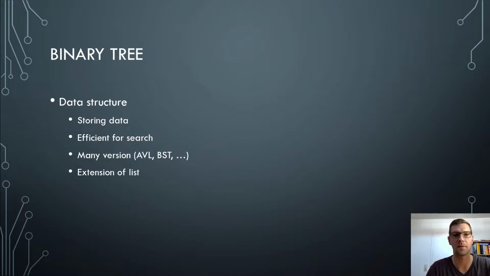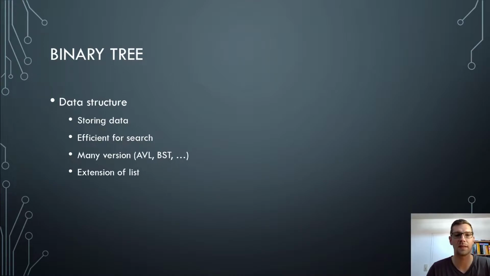Alright, so a binary tree is basically a data structure for storing data, and it is very efficient in storing data. And it is also very efficient for searching data. And there are a lot of derivatives of the binary tree, for example the AVL tree or the BST, the binary search tree, which make it even easier and more efficient to search data. But the basic one is the binary tree.